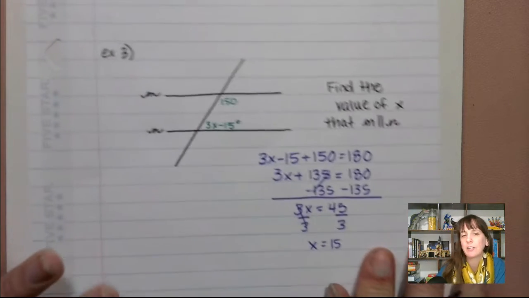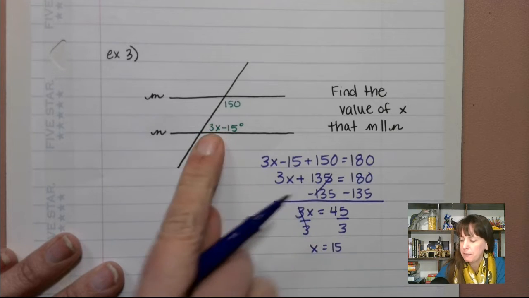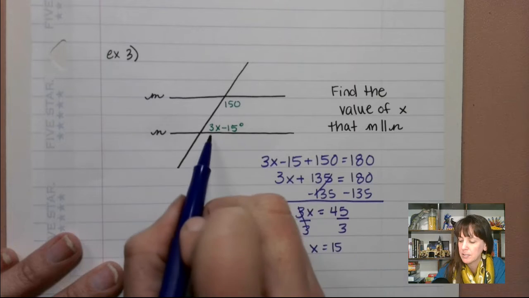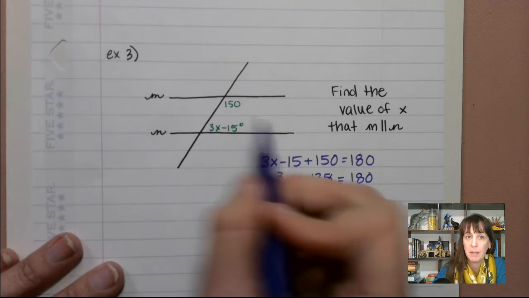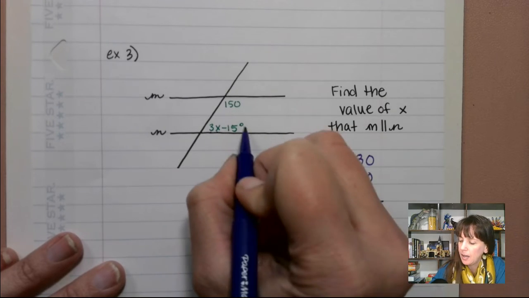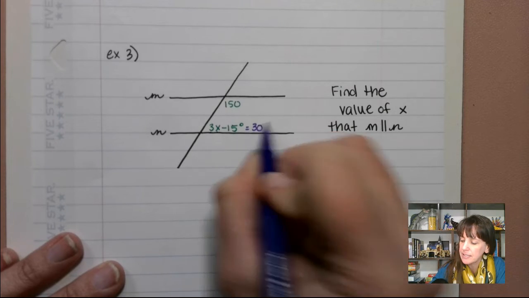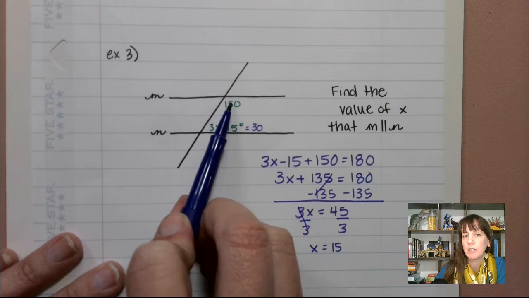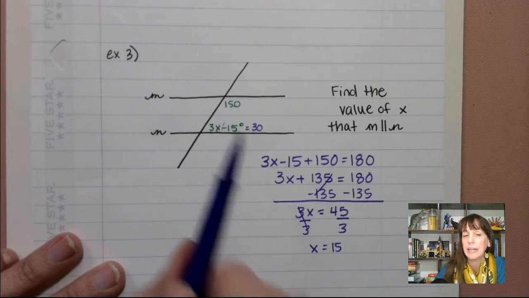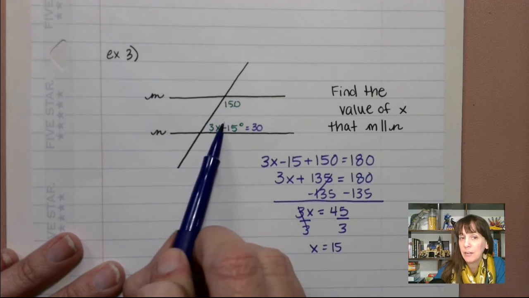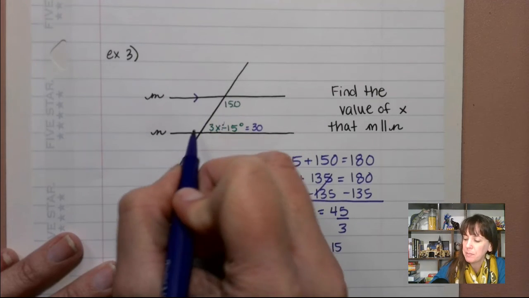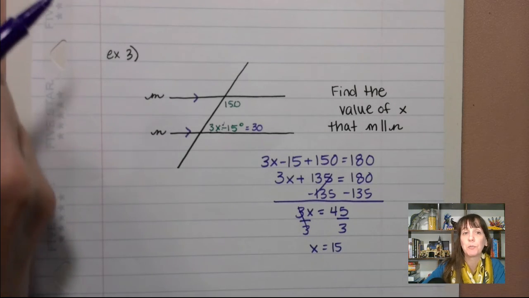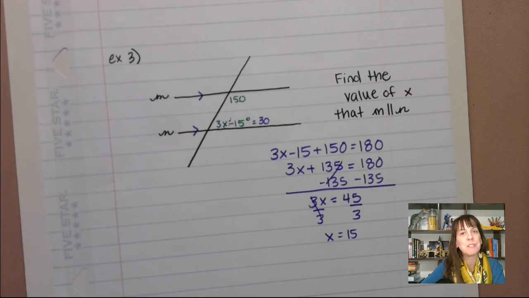Okay, so let's go back and take a look at this. If x equals 15, then we have 45 minus 15 here, because 3 times 15 is 45, minus 15 gives me 30 degrees. If x equals 15, that means this equals 30 and this equals 150. That means these guys are supplementary. And if these guys are supplementary, m and n have to be parallel lines. There's no way around it. That's the converse of those angle relationships. Hopefully that helps, and we'll see you next time.